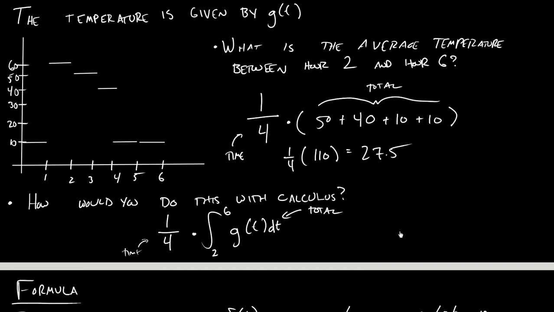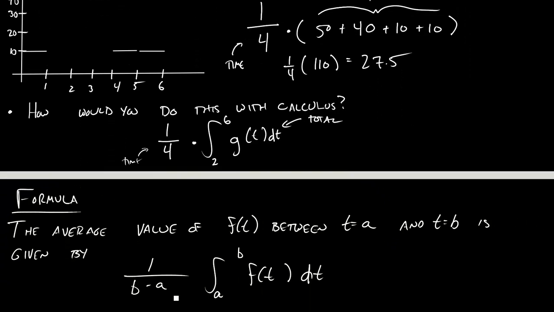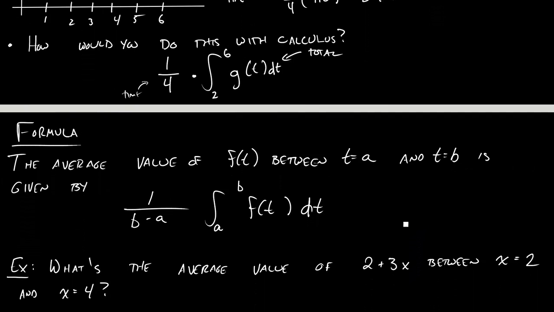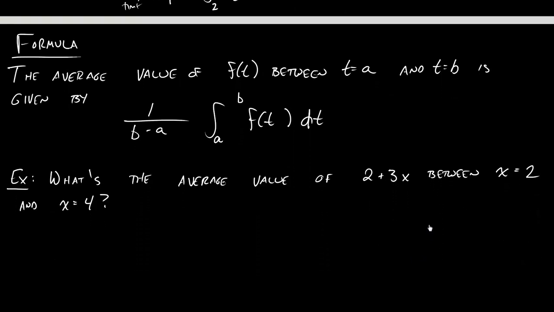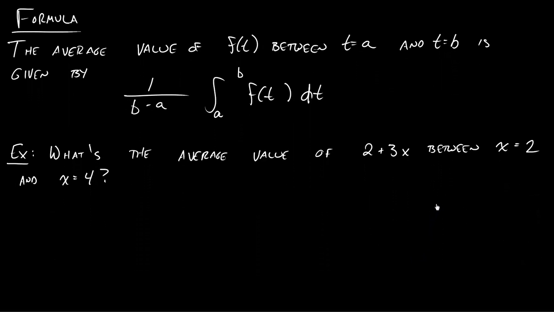Now, the formula in general is just going to be 1 over b minus a, so that's our 1 over 4. So in this case, it would be 6 minus 2. And then we'll take the integral of our function between those two endpoints. So if we're trying to find the average from a to b, this is our formula. So we can get weird questions where they just give us a function and they say, what is the average value of this function? So it may not make as much sense as in the temperature one intuitively.